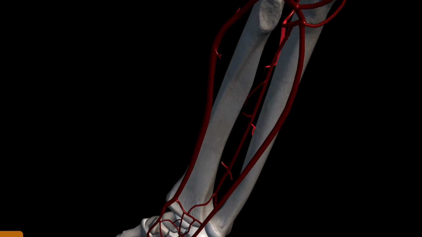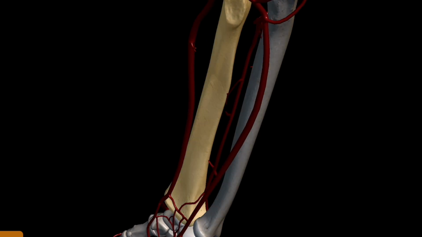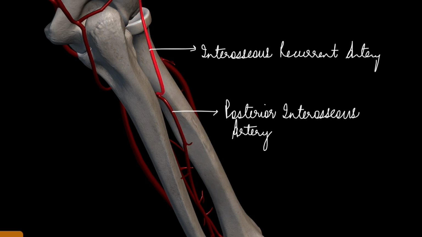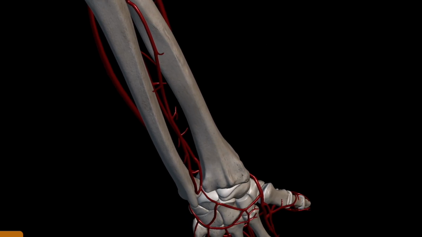Talking about the posterior interosseous artery, it passes behind the radius and the ulna and it gives out a branch which is known as the interosseous recurrent artery. Now it also meets a perforating branch of the anterior interosseous artery and then it terminates as the dorsal carpal arch.